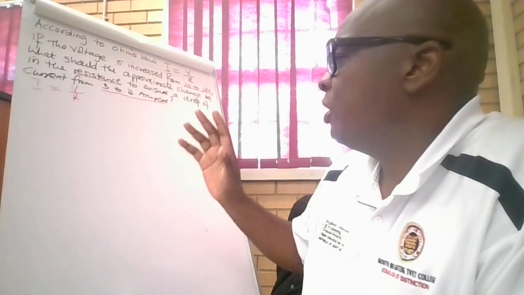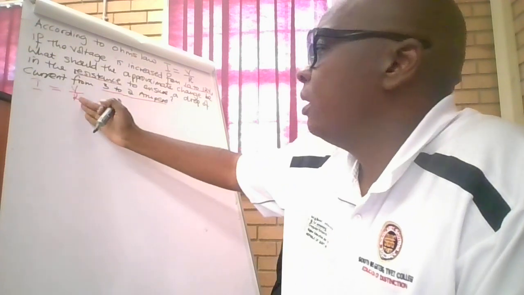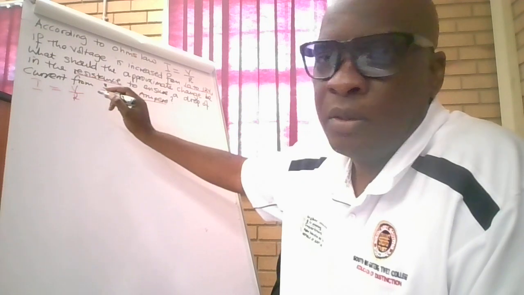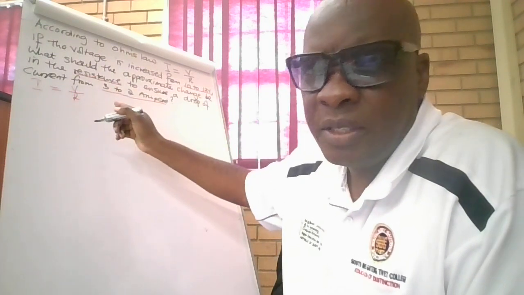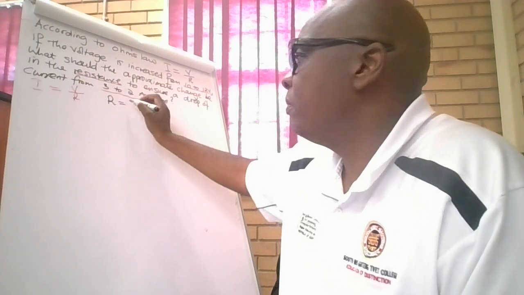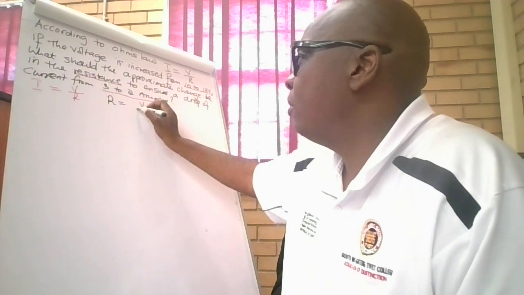For us to get a change in resistance, the very first thing is to express this formula such that resistance becomes the subject of the formula. So in other words, if we make resistance the subject of the formula, R will be given by V over I.